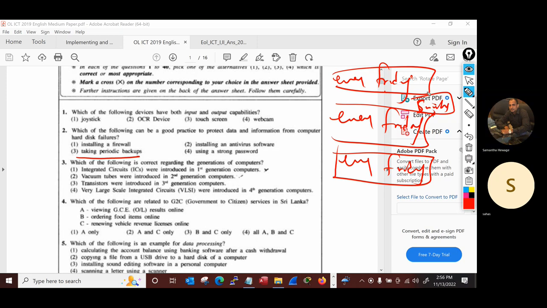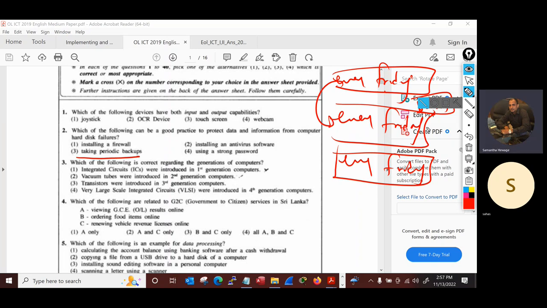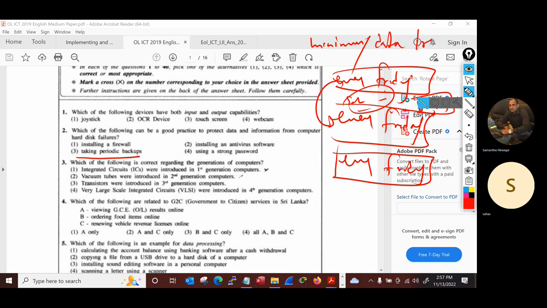Every Friday you are taking a backup. If the hard disk is gone on Sunday, after Friday you couldn't take the backup on Saturday and Sunday. Only two days lost. By using this kind of best practice, you can maintain minimum data loss, very, very minimum, because you are having periodic backups. It's a good practice.